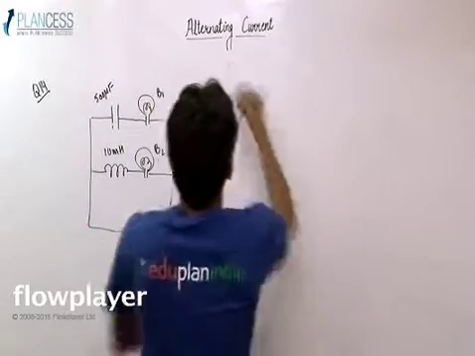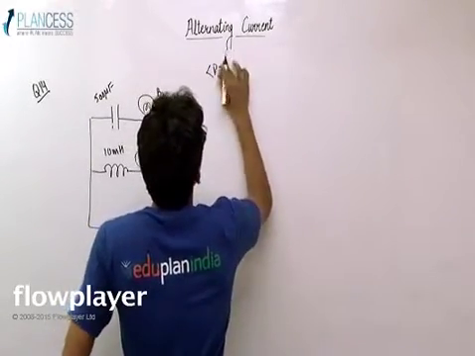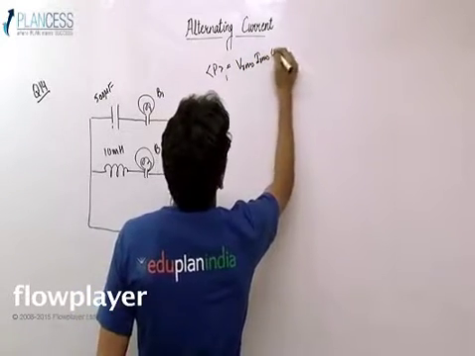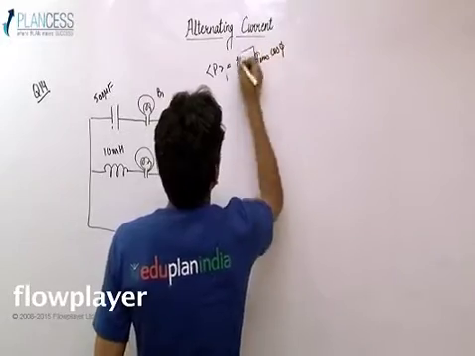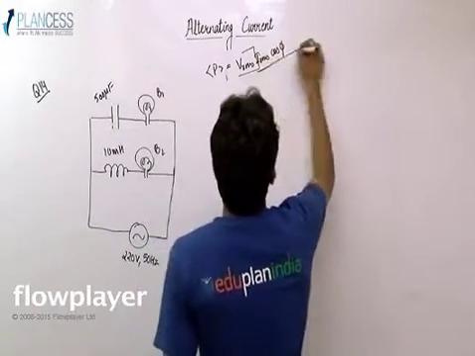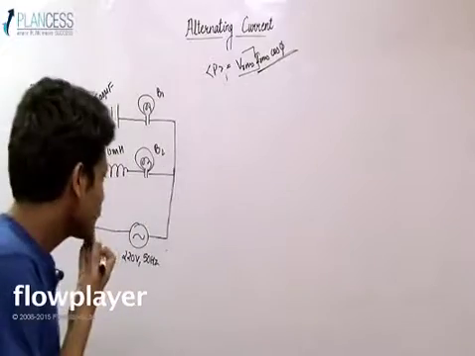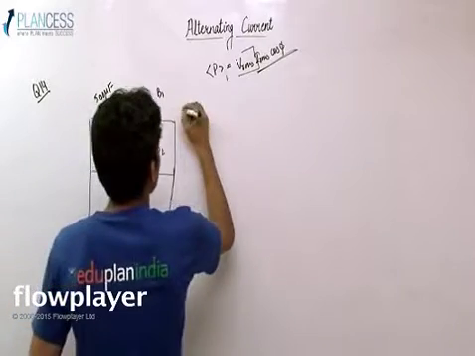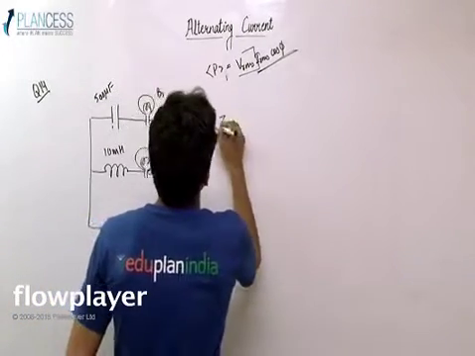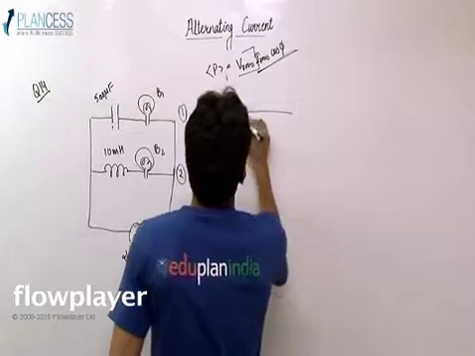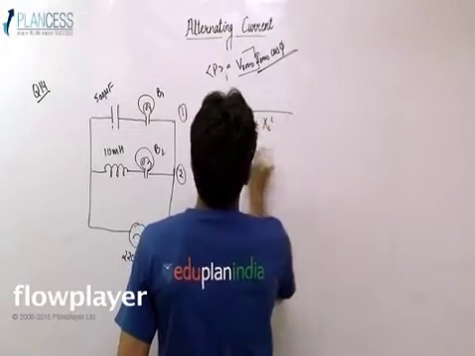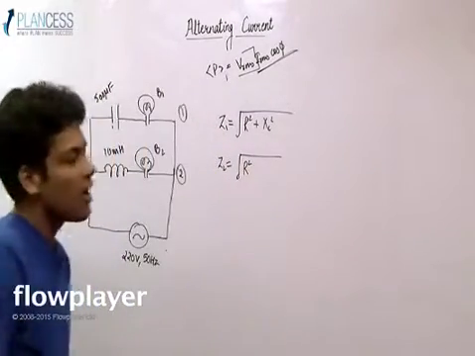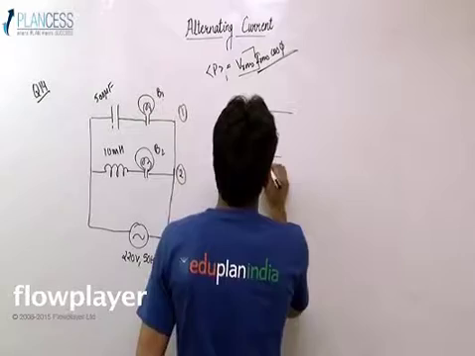We know the average power formula to be equal to VRMS IRMS cos phi. So we know that VRMS for both the branches is the same. So we have to calculate IRMS cos phi. For that, let's calculate the impedance of these two circuits. Let's consider this as branch 1, this is branch 2. So Z1 is root over R square plus XC square, and Z2 is root over R square plus XL square, since the two bulbs are identical and R1 and R2 are equal.